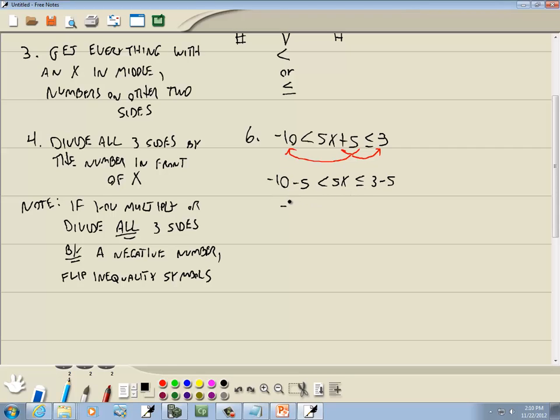Negative 10 minus 5 is negative 15. 3 minus 5 gives us negative 2. Last step, divide all three sides by the number in front of the x. The number in front of our x is a 5. So I'll divide all three sides by 5. Negative 15 divided by 5 is negative 3. Those 5's cancel, gives us x. And this gives us negative 2/5. Now negative 3 is our smaller number, this is our larger number, and these are less thans or less than or equal to's.